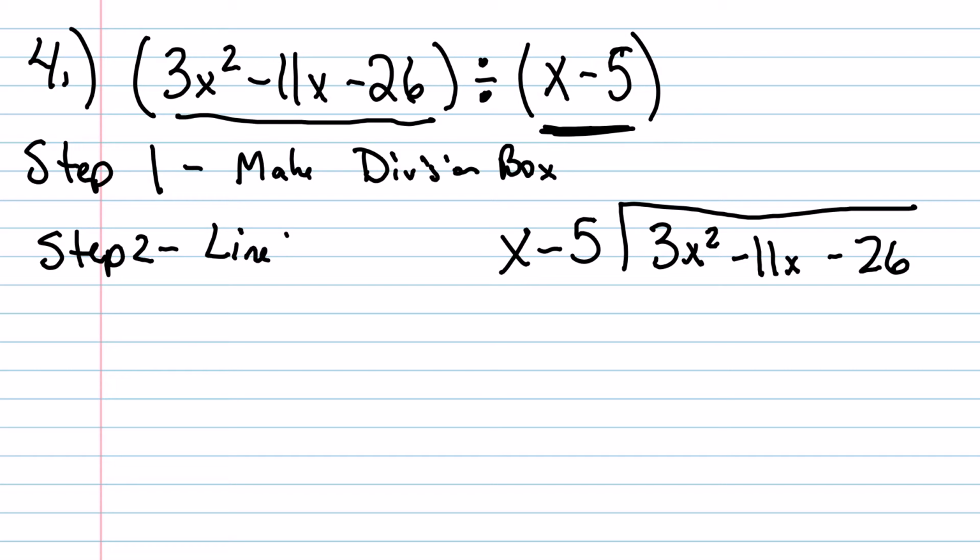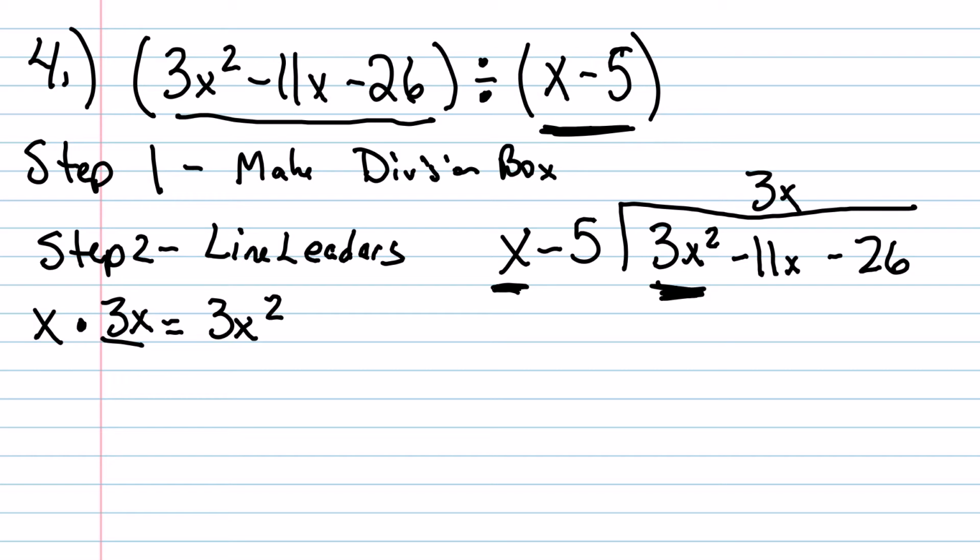remember we said line leaders. In this line right here, on the outside, x is the line leader. On the inside, 3x squared is the line leader. So there were 2 ways to do this. In class we said, well, x times what is going to give me 3x squared? The only thing I can think of to give me 3x squared would be 3x. So I put 3x right here. Or if you really don't like using that method with the multiplication, you can use division, where you take your top line leader, divide it by your outside line leader, and you get the same thing, 3x.